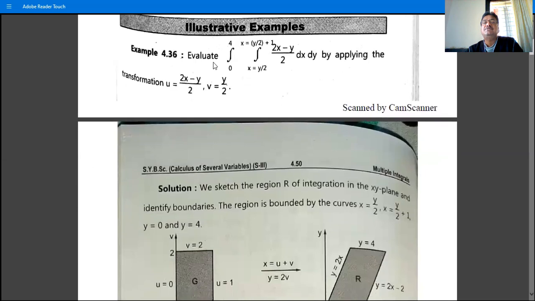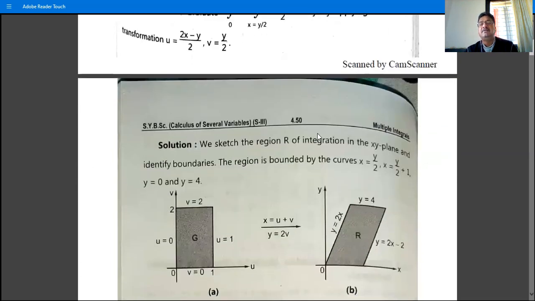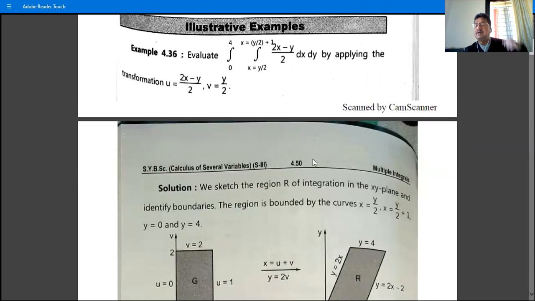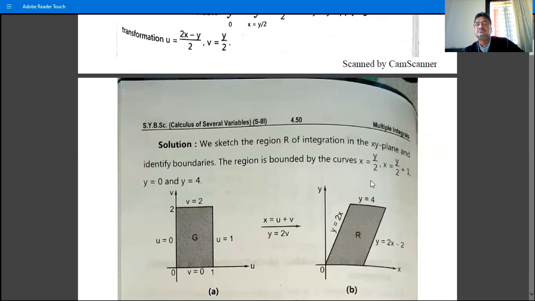So this is the first problem: y from 0 to 4, x runs from y by 2 to y by 2 plus 1, f dx dy. By applying the transformation, u is equal to (2x minus y) by 2 and v is equal to y by 2. That is, we change the variable x and y to u and v. So first, the diagram is essential. So x is from these two, what we have, x is y by 2.